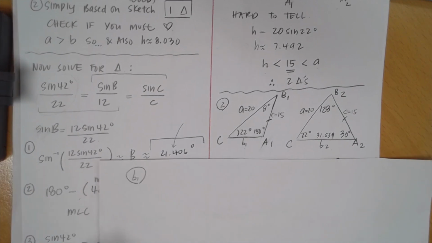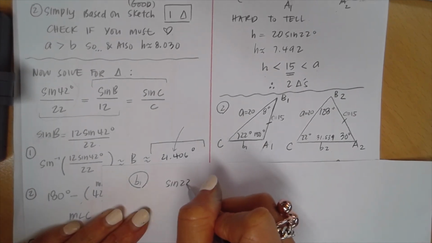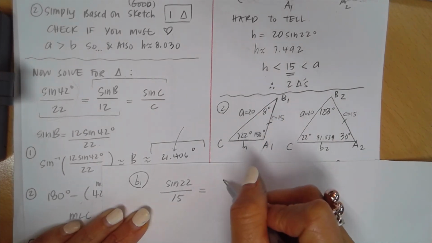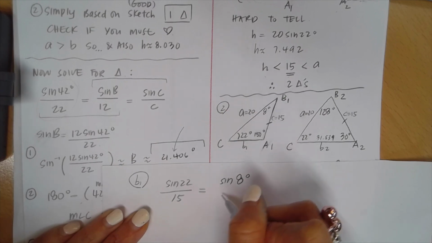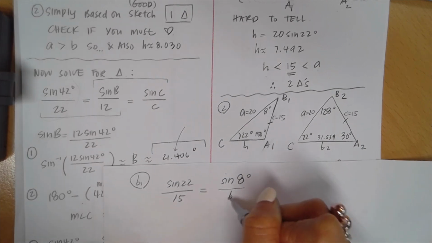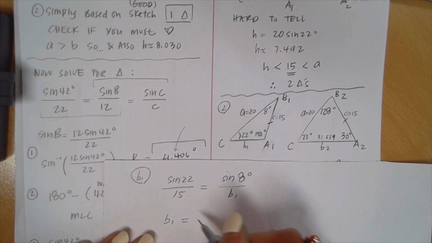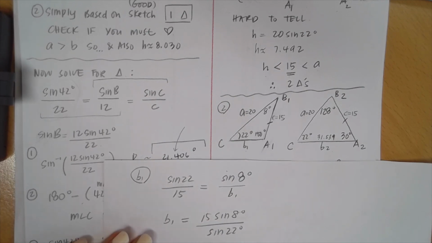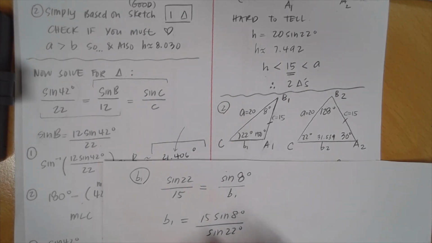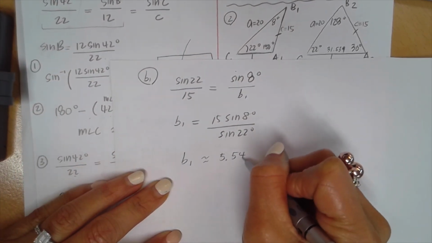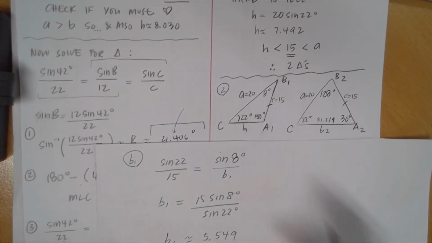So let's go back here and see what we know. We know that sine of 22 over 15, which were the givens, is going to equal sine of B1, which was about 8 degrees, we calculated that, all over little b1, whatever that is. So therefore, b1 is equal to 15 sine 8 degrees all over sine 22 degrees, right? When you calculate that, did you get something like 5.549? Okay, and that would be b1.